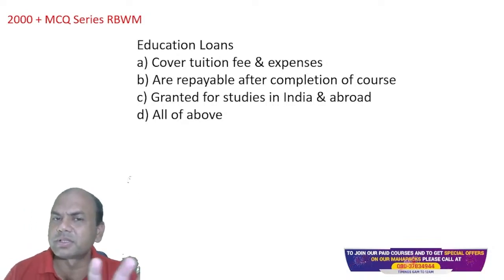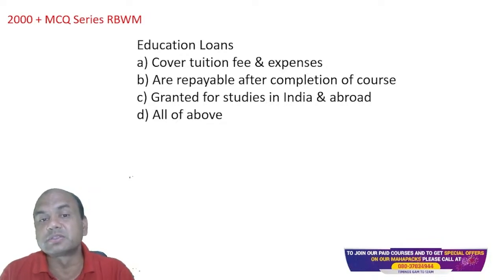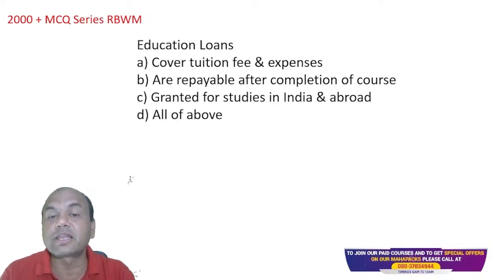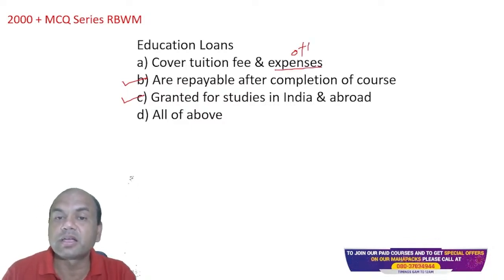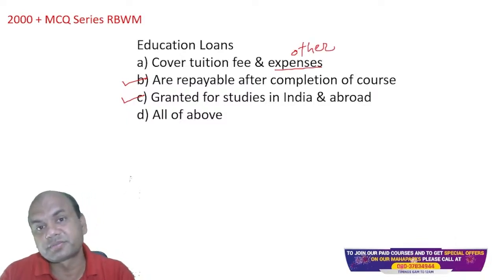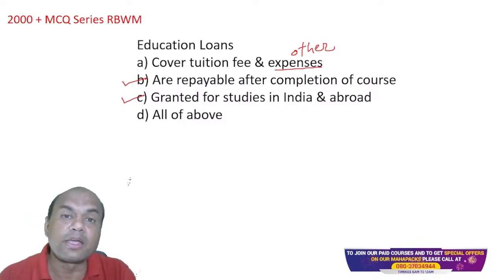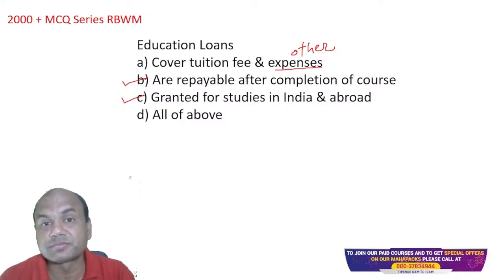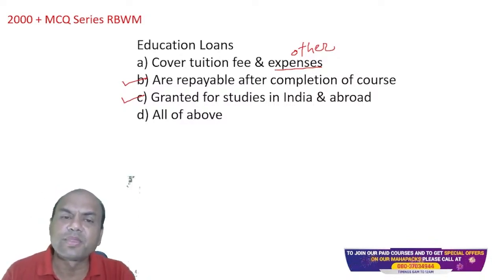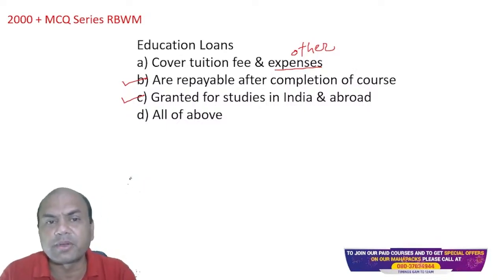Now a bit difficult one. Earlier ones were simple, now a difficult one. Education loans, they cover what? Tuition fees and expenses, repayable after completion of the course, granted for studies in India and abroad, and all of the above. Now see here, B is correct, C is correct, but what about A? Does the education loan cover tuition fees and other expenses? Does it cover the hostel fees? Does the education loan cover my daily expenses for staying there, my food expenses, or does it cover only tuition fees? So the correct answer is, that's why I said, now we'll be coming to the difficult part.